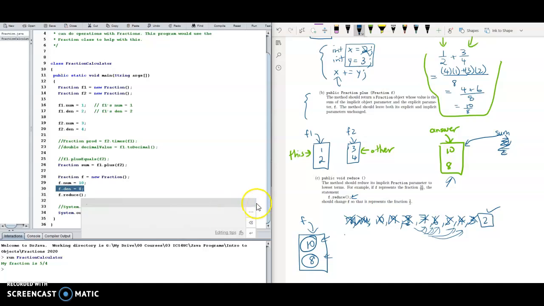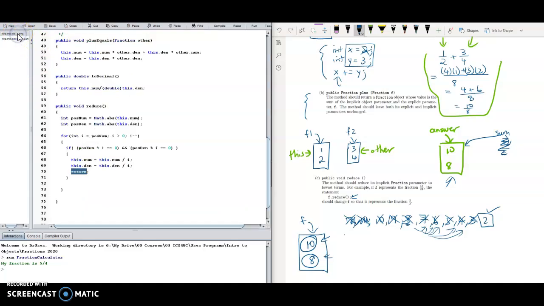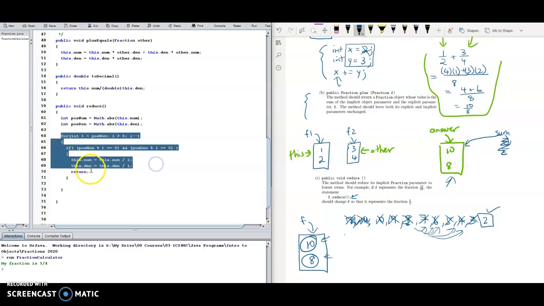And then we say f.reduce. So again, f becomes the implicit fraction because it's the one before the dot. It calls the reduce method. It looks for reduce because f is a fraction, right? F is a fraction. It looks for the reduce method in the Fraction class. It finds this method. It notices that it's void. It runs all of this and reduces it and then returns, but it doesn't return anything because it's a void method.